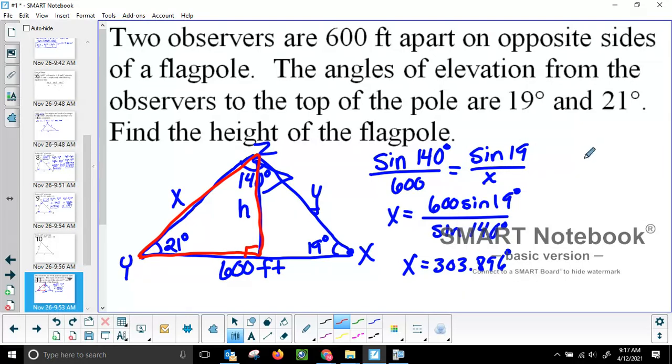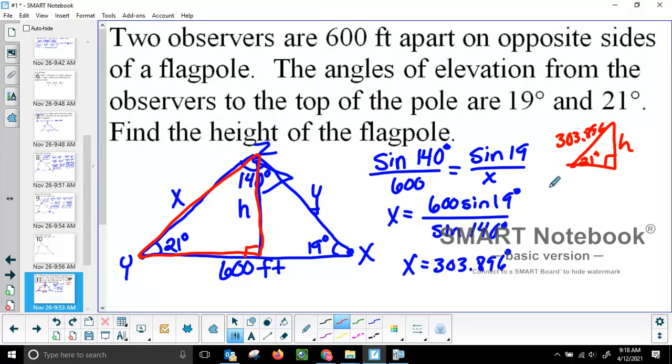So here we can just think of this as a right triangle. We have 21 degrees, and we know that x is 303.896, and I want to find this height here. Since this is a right triangle, I can use SOHCAHTOA. Here is my angle that I'm worried about. I'm looking for my opposite side, and I have my hypotenuse. Which trig function deals with opposite and hypotenuse?